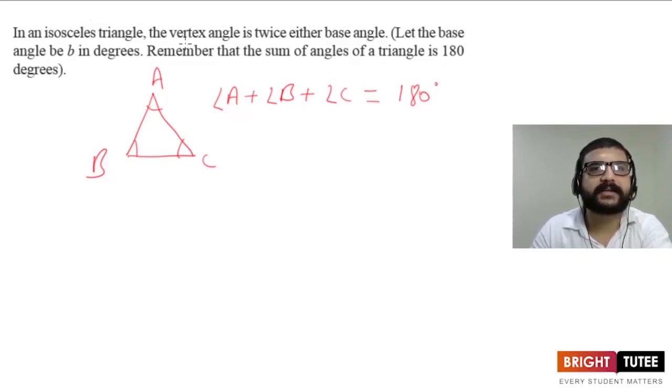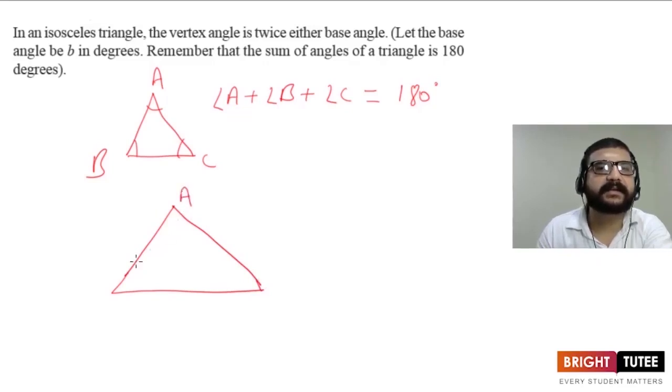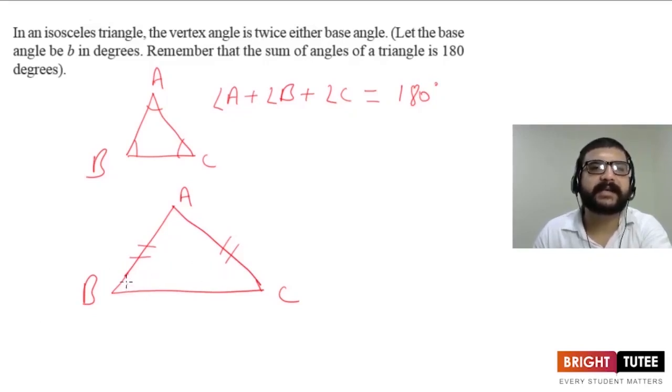Now here in this question it is given the vertex angle is twice either base angle. So for that, first we have to draw an isosceles triangle. So this is an isosceles triangle. Let's name it ABC, in which AB is equal to AC. Now if AB is equal to AC, what can we say about angle B and angle C? They are also equal here. Angle B is equal to angle C only.